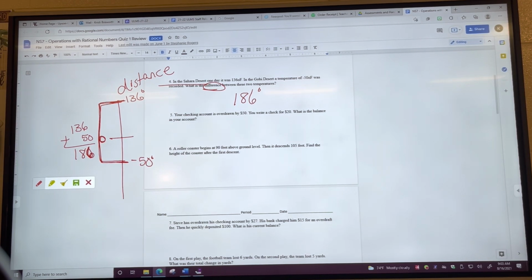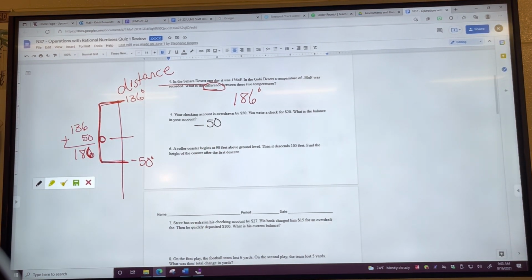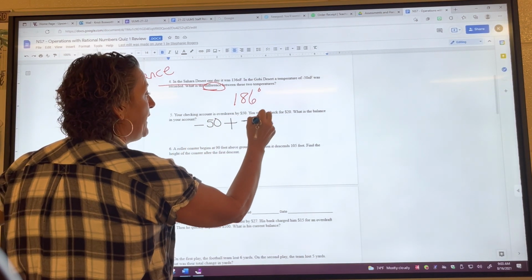All right. Your checking account is overdrawn by $50. What does overdrawn mean? Is that a positive or a negative? Negative. So we got negative $50 right here. You write a check for $20. Is writing a check for $20 going to be a positive or a negative? It's going to be a negative because you're taking more money out of your account. If you write a check, you're taking money away from your bank account. So we started with a negative 50, and then we took $20 more away.